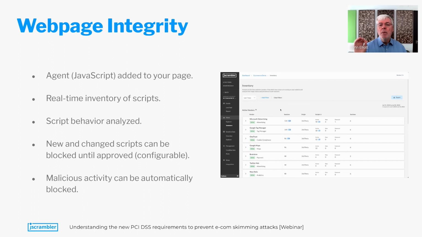So let's summarize what we know about web page integrity. Once you've added the Jscrambler agent to your page, it creates a real-time inventory of all scripts on any web page. It looks at the behavior of those scripts and can be configured to block a new or changed script until it's been approved, or just to give you an alert to tell you about the change. Most importantly, once Jscrambler understands the structure of your payment page, it can block any malicious access to fields containing payment card data and prevent a skimming attack.